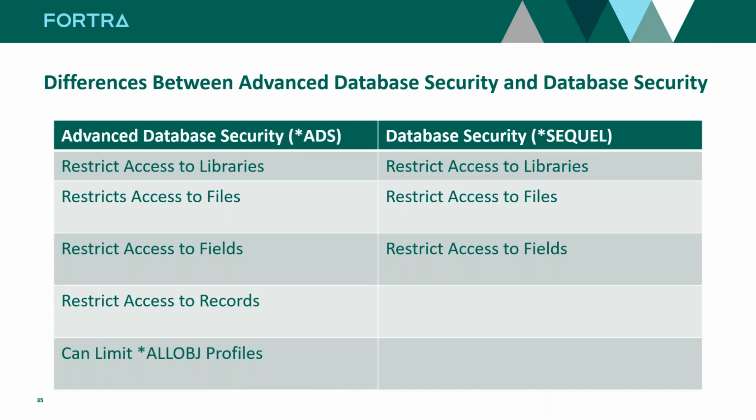Both advanced database security and database security restrict access to libraries, files, and fields. Advanced database security can also restrict access to records and limit star all object profiles access to libraries, files, fields, and records. The best approach is to use only one option. Our recommendation is to use the advanced database security because of the added features it offers.